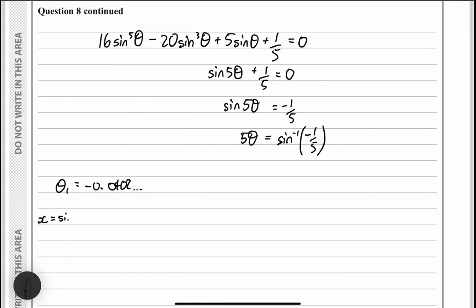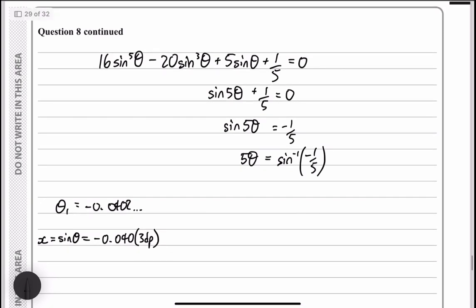x is equal to the sine of theta. So that, perhaps unsurprisingly, gives me minus 0.040 to 3 decimal places, because when theta is very small, sine of theta approximates theta. Second answer, if I just add 2 pi to that and then divide by 5, 1.2163... And that gives me 0.938 to 3 significant figures. No, 3 decimal places. Well, yes, 3 significant figures as well, but that's not what I meant to say.